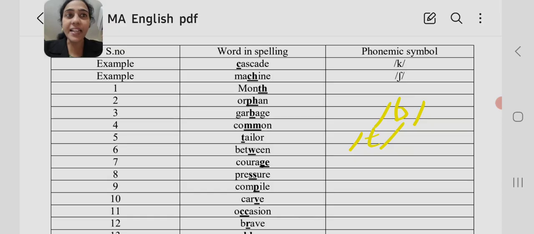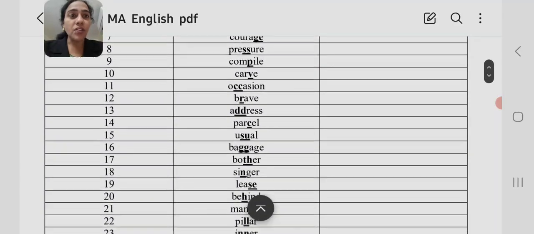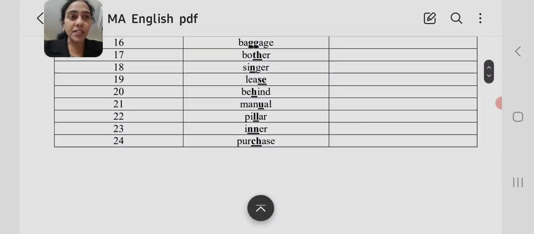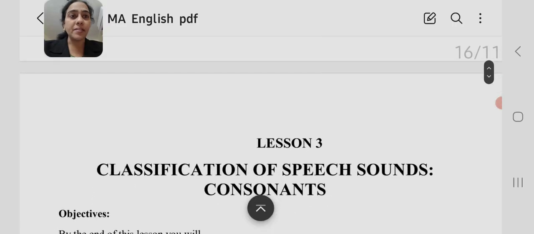So we are writing as E, but we are not saying it out. The phonemic symbols are written only for the said sounds of a particular word, whatever may be the spelling. Hope you understood. When you practice writing the phonemic symbols for all these words, then you will understand better.